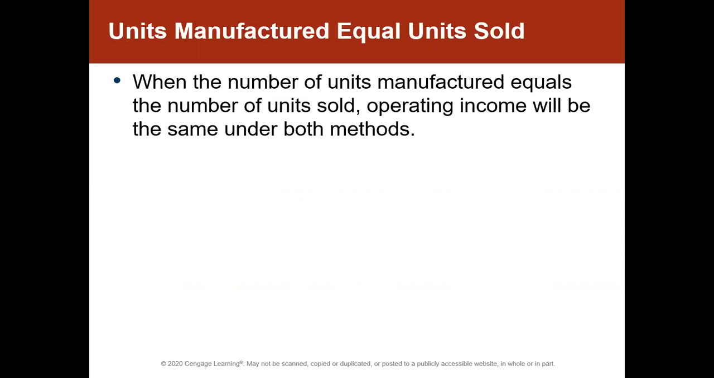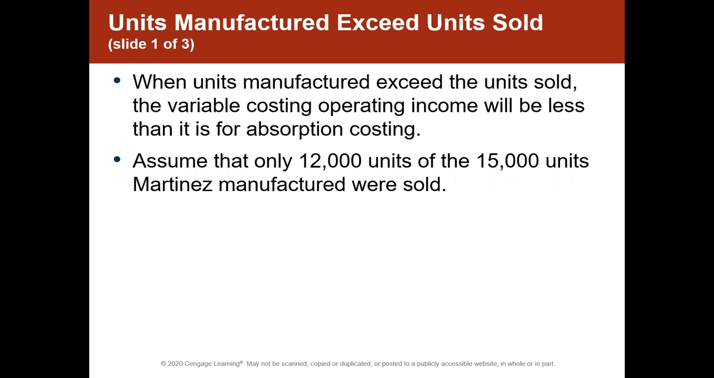So now we're going to spell it out. When the number of units manufactured equals the number of units sold, operating income will be the same under both methods, both absorption and variable. But when units manufactured exceed the units sold, the variable costing operating income will be less than it is for absorption costing. And I'll walk you through why in just a second here.